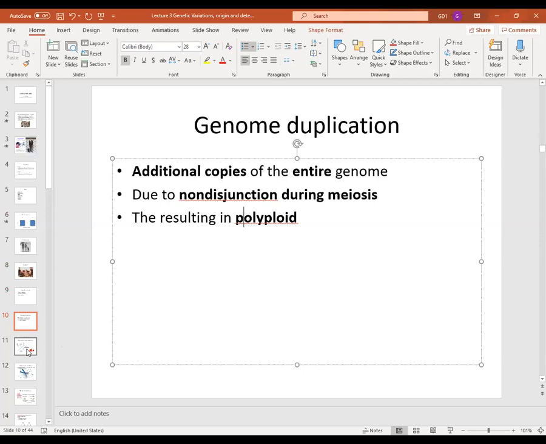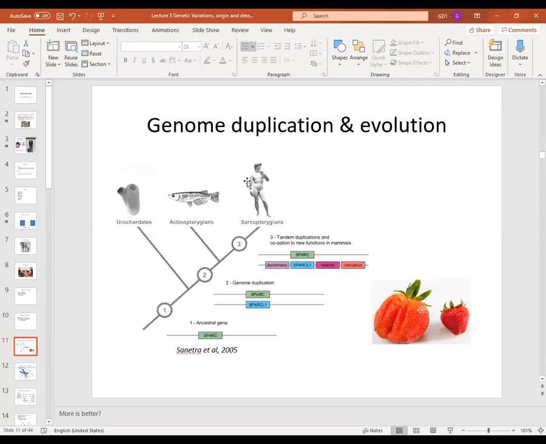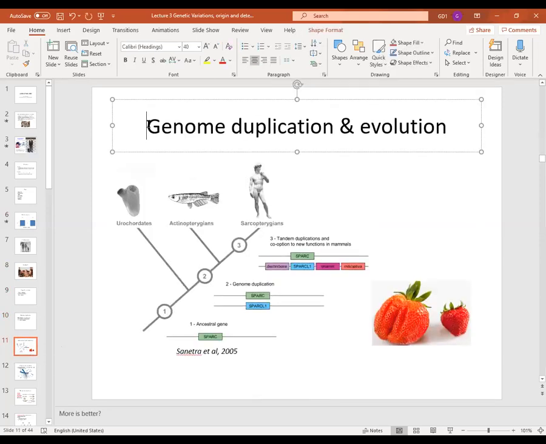before birth. Gene duplication is an important factor for evolution. I have also mentioned this several times already.